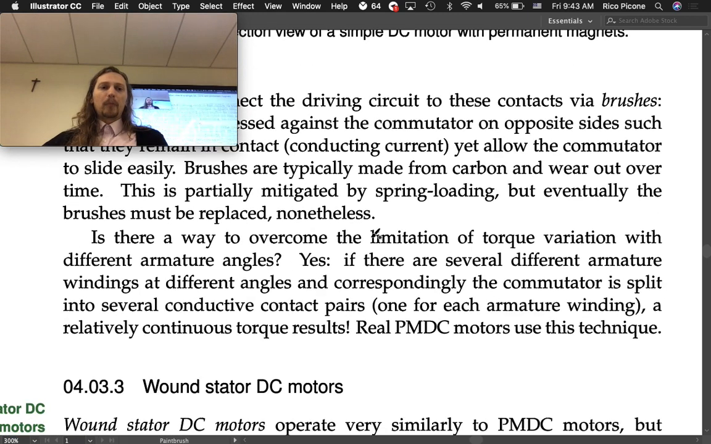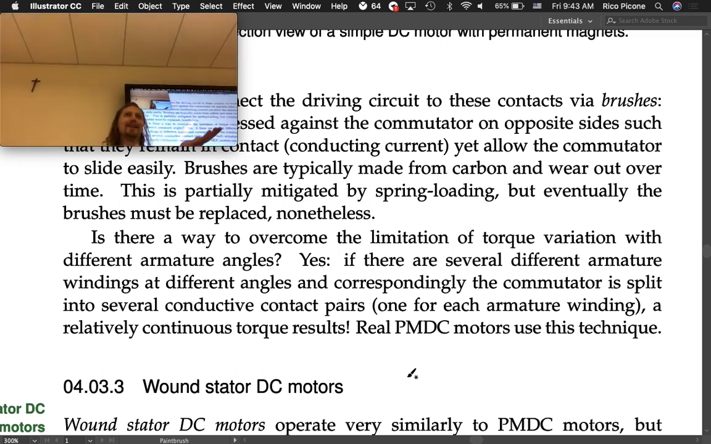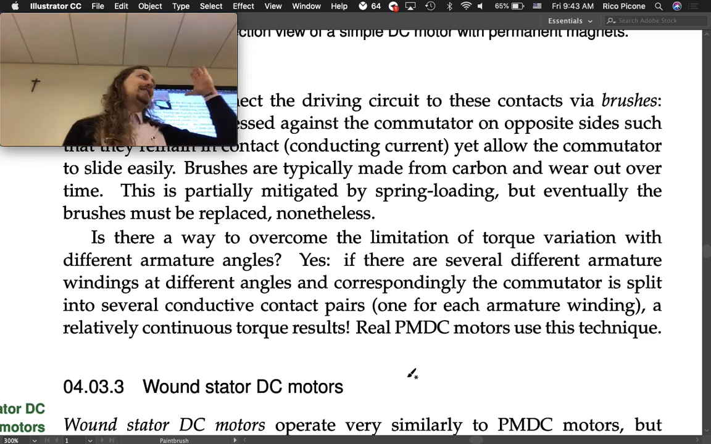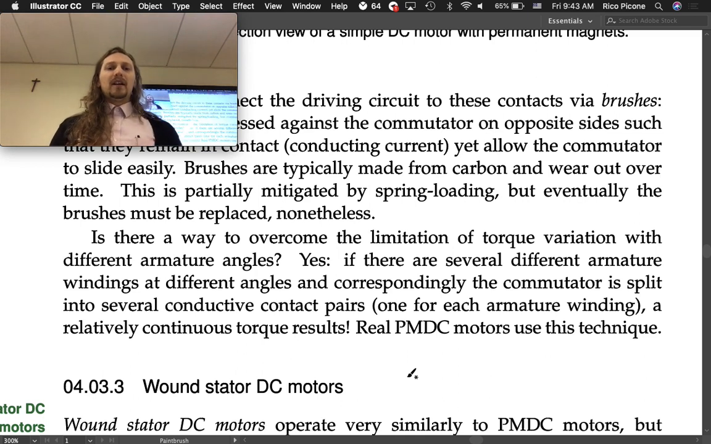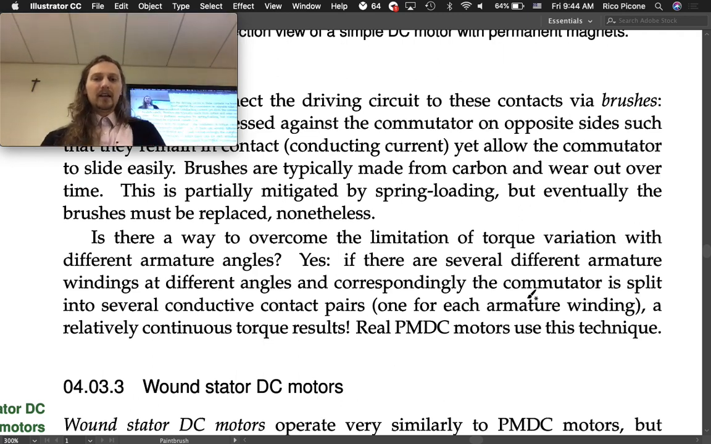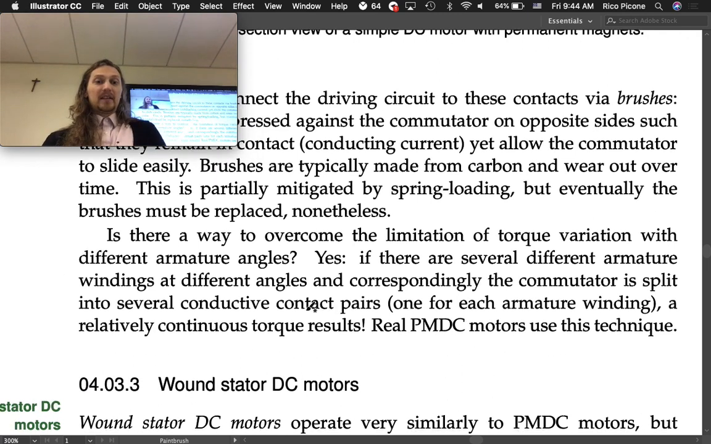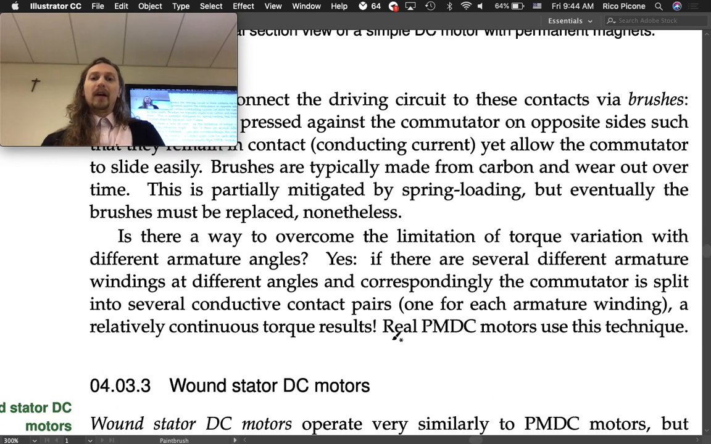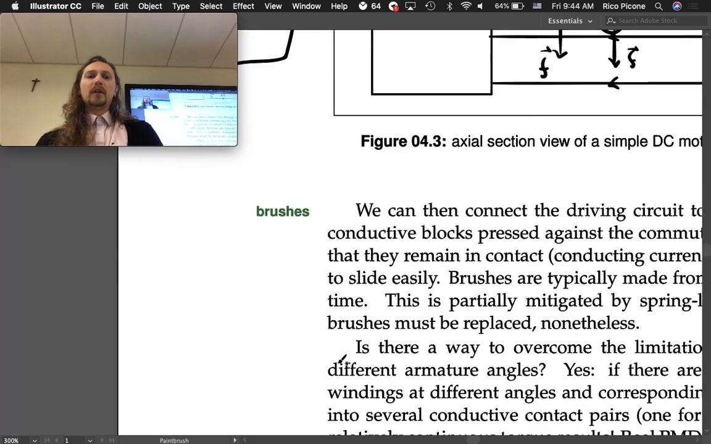Good. Is there a way to overcome the limitation of torque variation with different armature angles? So when it's vertical, it's not really providing any torque. Yes. So there are several different armature windings. If there are several different armature windings at different angles, and correspondingly, the commutator is split into several conductive contact pairs, one for each armature winding, a relatively continuous torque results.